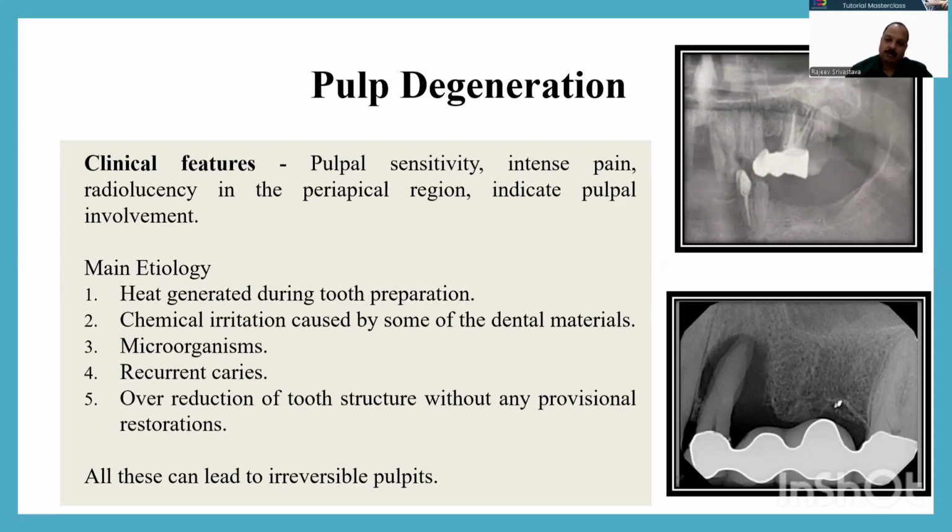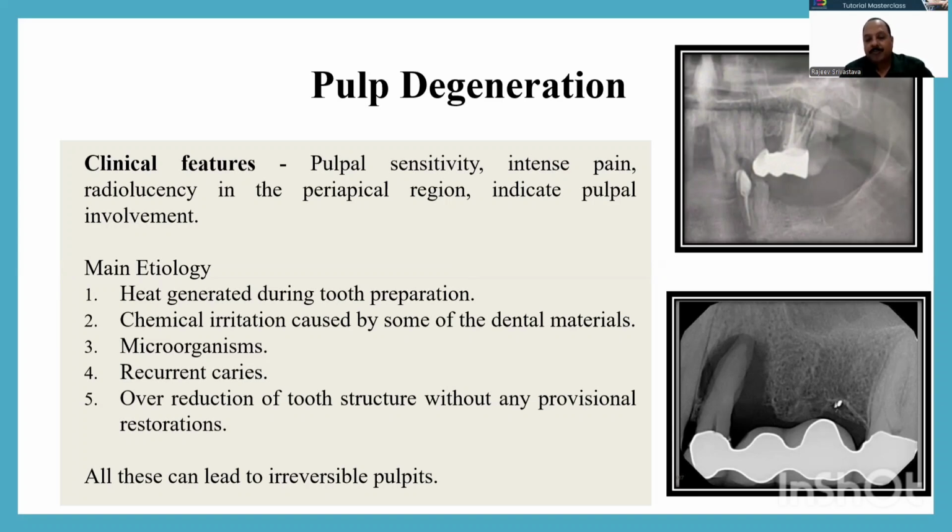So what is the etiology? Again, the etiology is heat generated during the tooth preparation, chemical irritation caused by some dental material or cement, any microorganism which is present, any caries which you were not able to remove before starting your fixed partial denture, any caries which you have removed but has recurred. So recurrent caries has taken place, or any over reduction of the tooth structure.